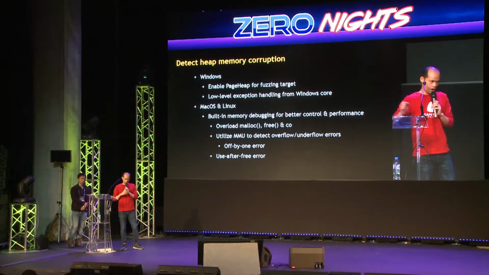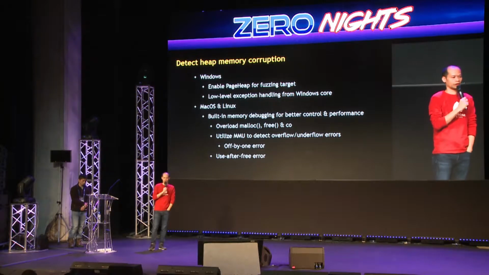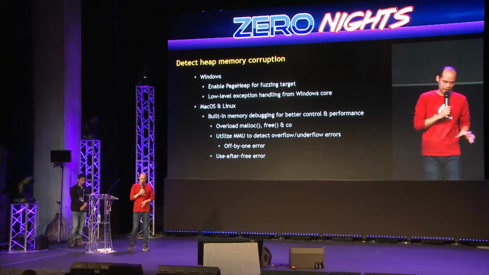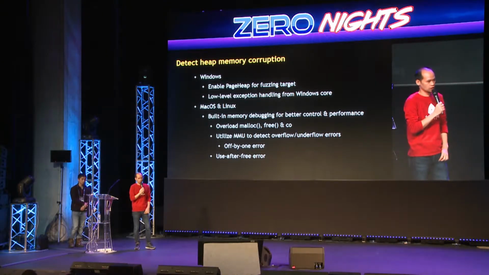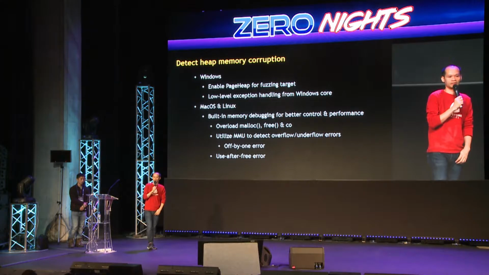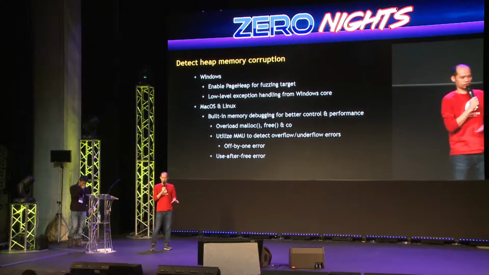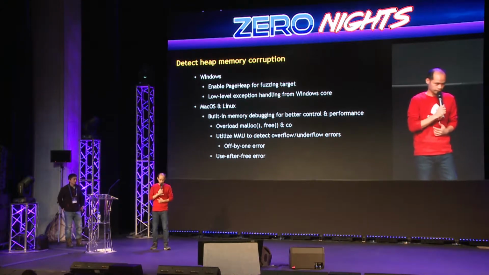So how about detecting crashes? We need to deal with detecting heap memory corruption, which is a very important type of vulnerability. For Windows, we enable page heap for the fuzzing target, and we do some low-level exception handling, so we can handle exceptions from Windows core.